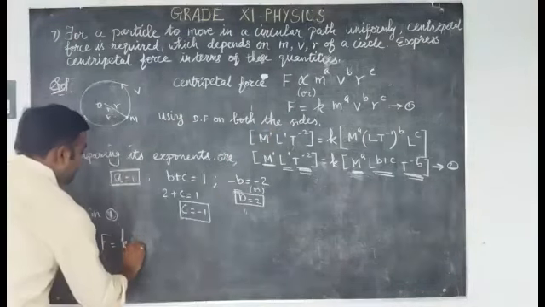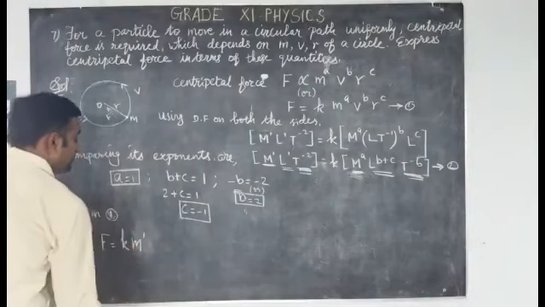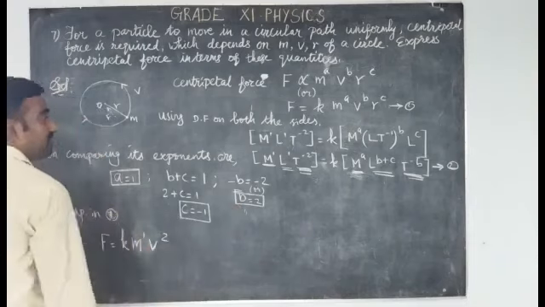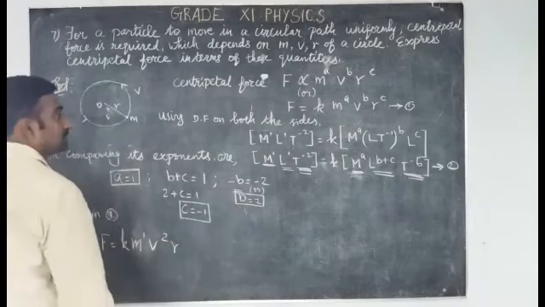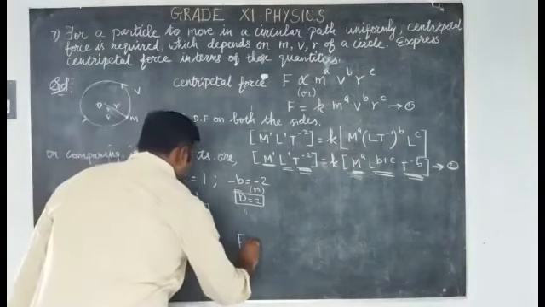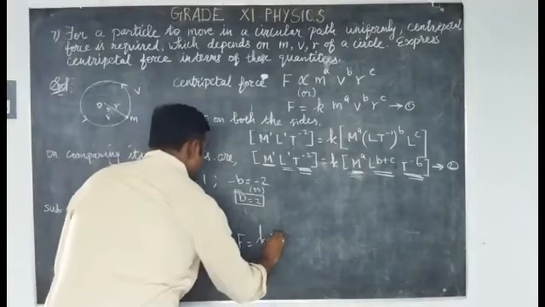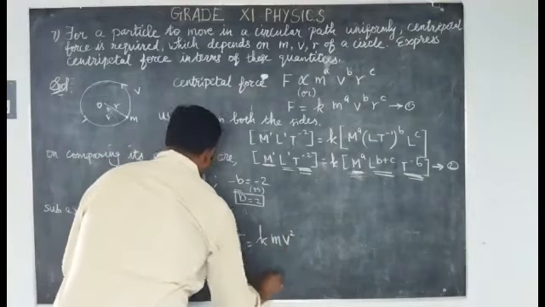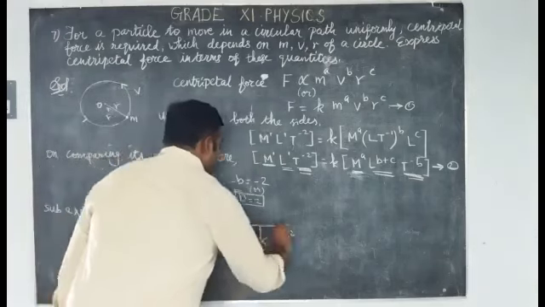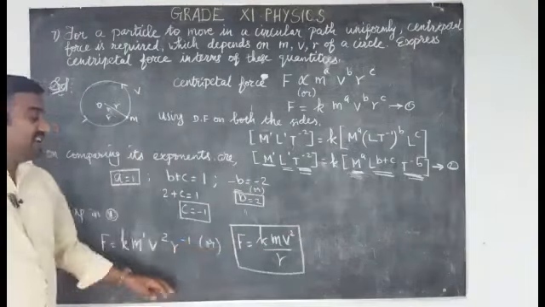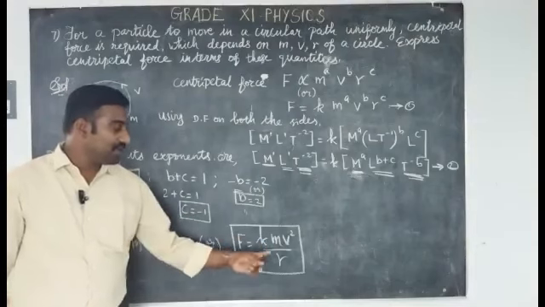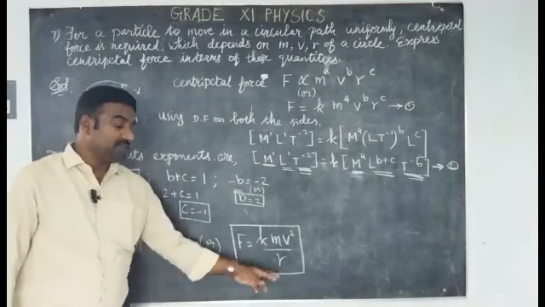K into mass power a. What is the mass power a? Mass power 1. And the velocity power b. What is b? Velocity power 2. Then radius power minus 1, that is c. So F is equal to K into m v square, and you can bring the radius to the denominator. Yes, m v square by r. Note once again that the value of K is to be determined experimentally, but later we will use it as 1, for unity. So the centripetal force formula is m v square by r.